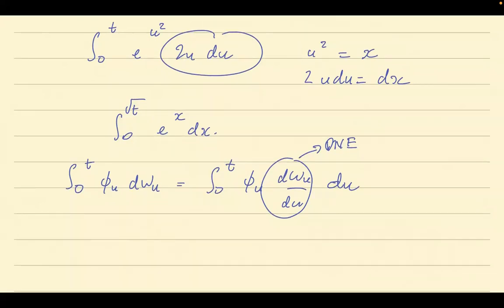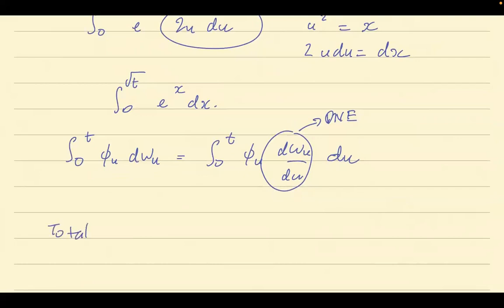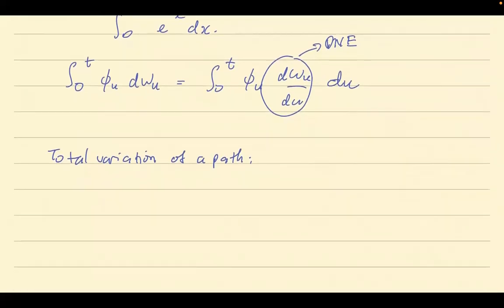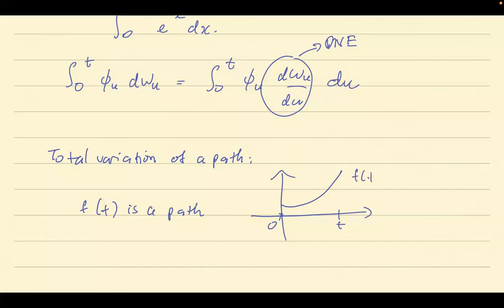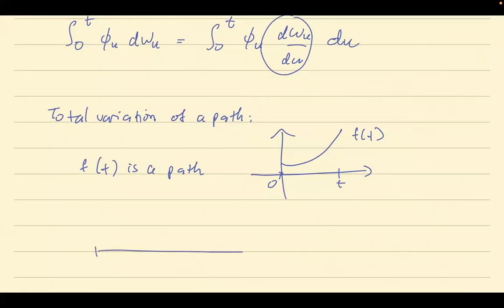Another clue I want to bring to you is the idea of total variation. This actually has some meaning because we'll talk about quadratic variation soon. So the total variation of a path is very easy. Suppose you have a path, let's call it any function f of t. If I track from 0 to t, then the total variation of f from 0 to t is defined like this.